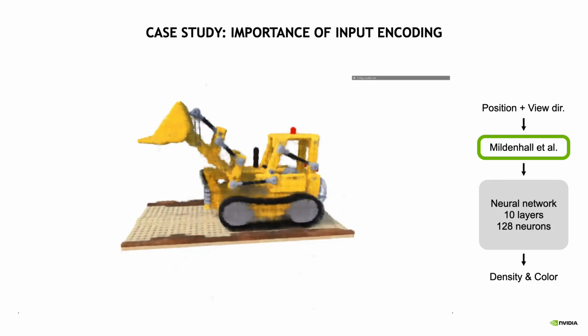Other works have already shown, actually, that making the encoding also trainable alongside the neural network can give another big boost in quality, which is something we also make use of in our encoding.